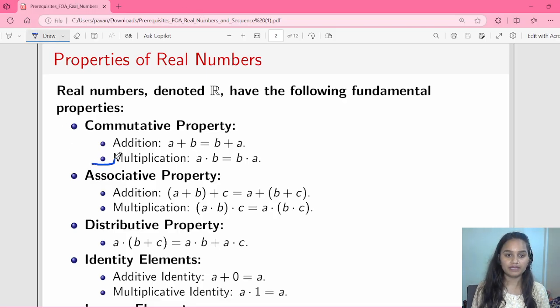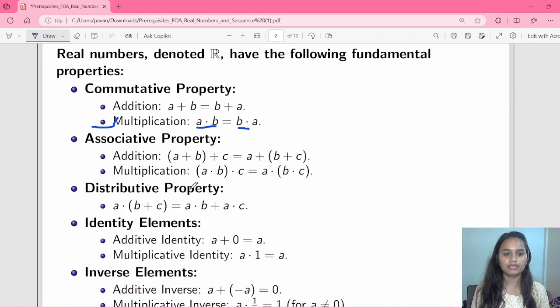Then we have multiplication. In multiplication also, order does not matter. You know, there are some multiplicative operations which are not commutative, but in real numbers that does not happen. If we do a into b, it will be the same thing as b into a.